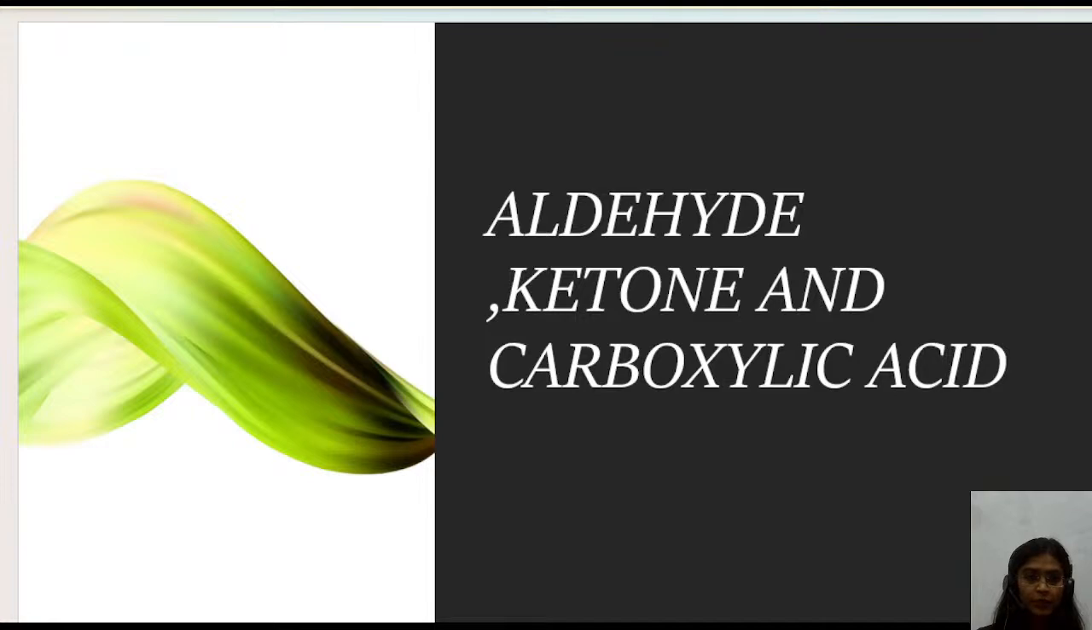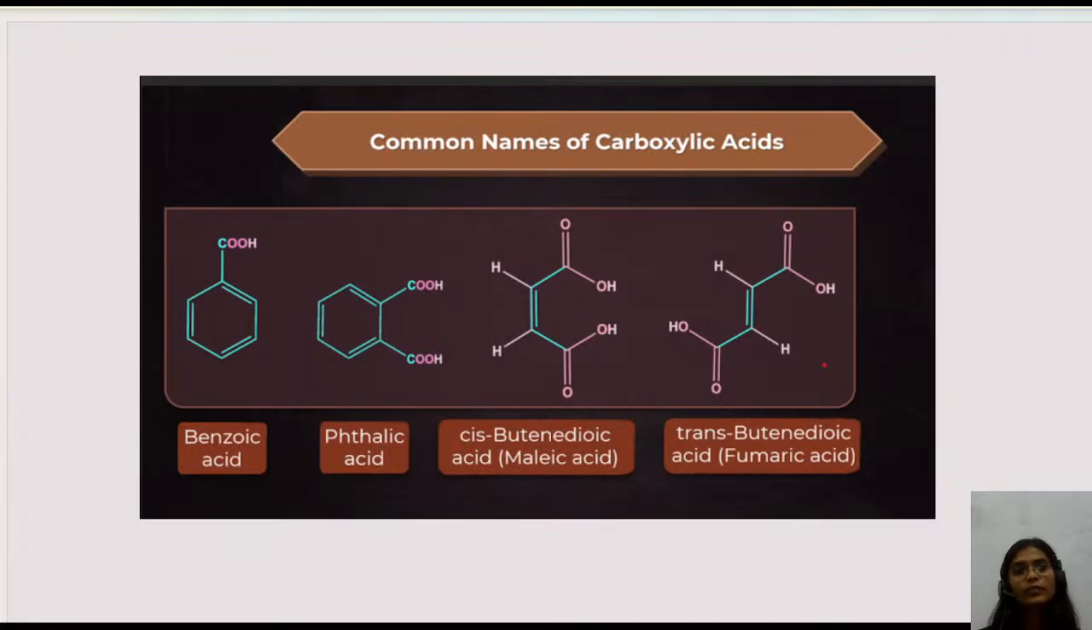Before starting with the preparation part, we are going to discuss some important common names of the carboxylic acid. If you have this double bond and a COOH, the first one is going to be benzoic acid, because only one COOH is there. In the second one you have two COOH groups, so this is known as phthalic acid. This is really very important here. So it's an important part, that phthalic acid.